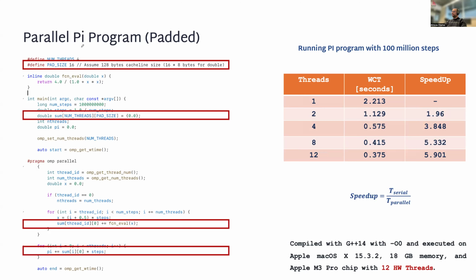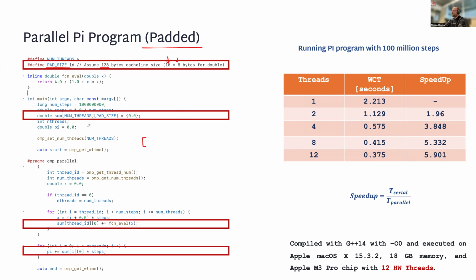So one method to solve this false sharing problem was padding. So here I define a pad size to be 16, because my cache line is 128 bytes. So 16 for doubles. And then in this partial sum array, I create a 2D array, with the number of threads and also the pad size.